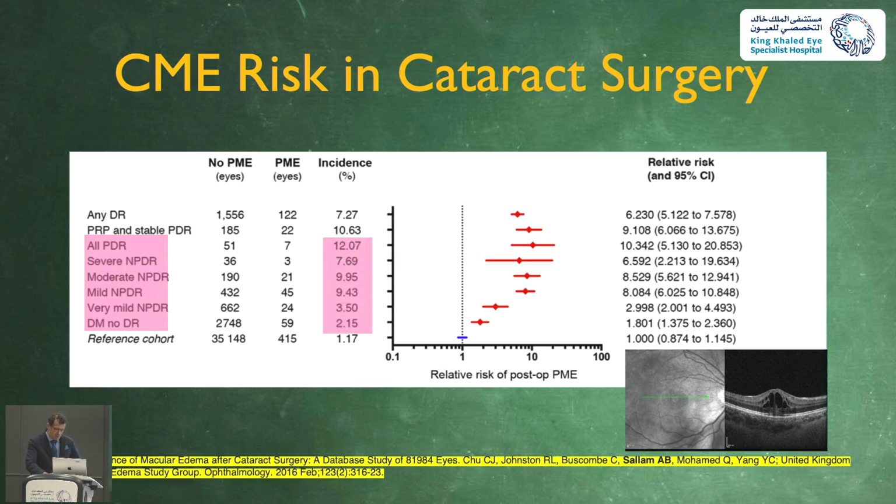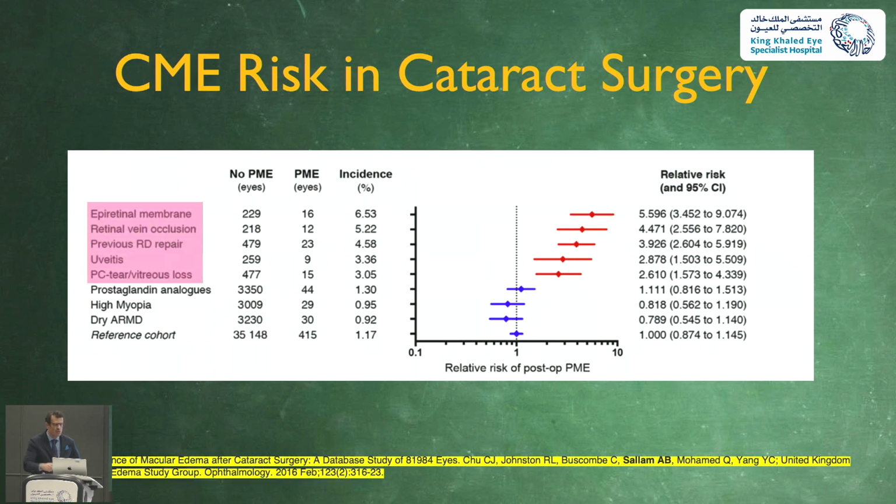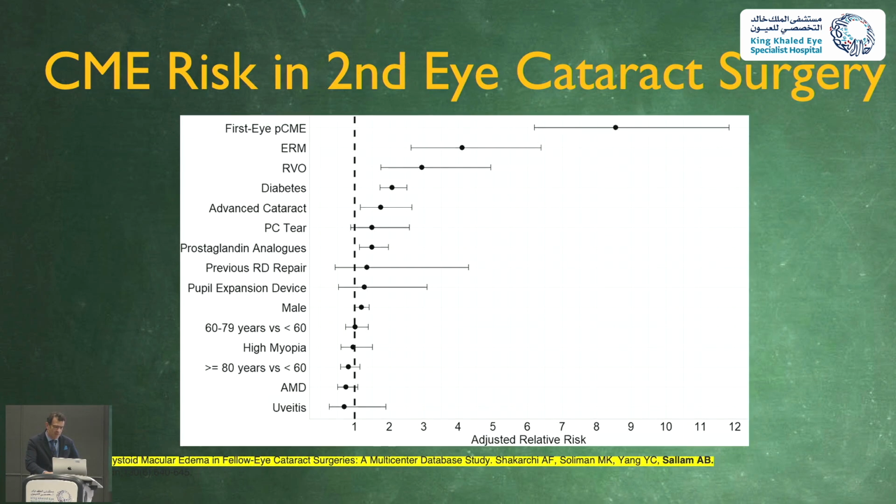And then the other risk factors, as we discussed, are PC rupture, uveitis, and epiretinal membrane. These are other risk factors of macular edema.